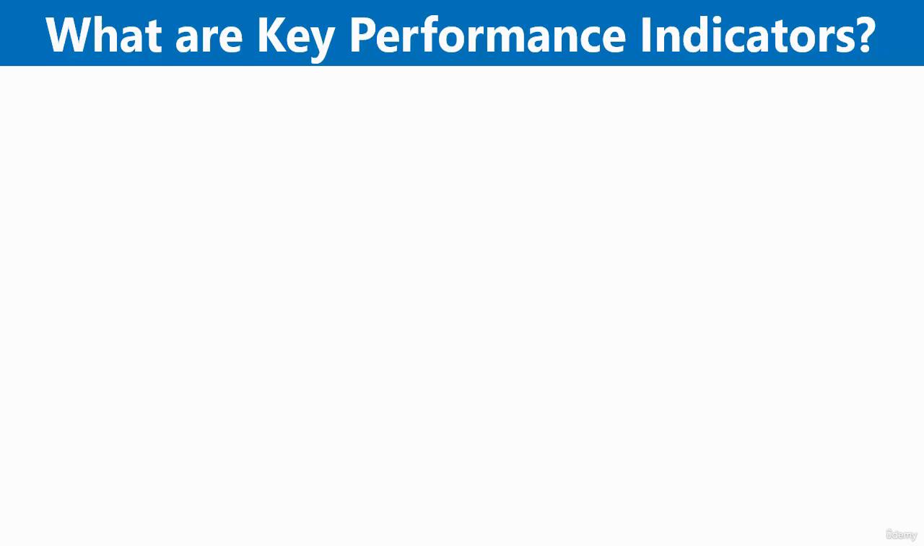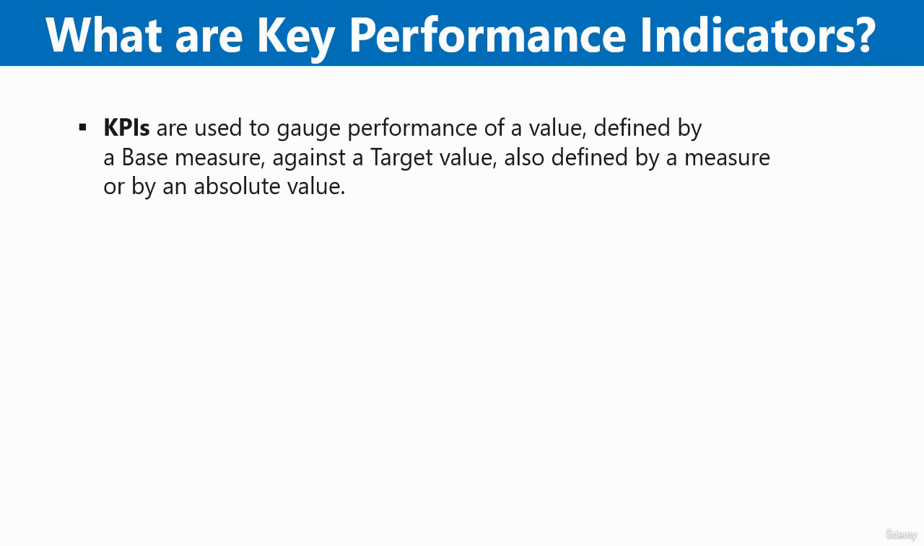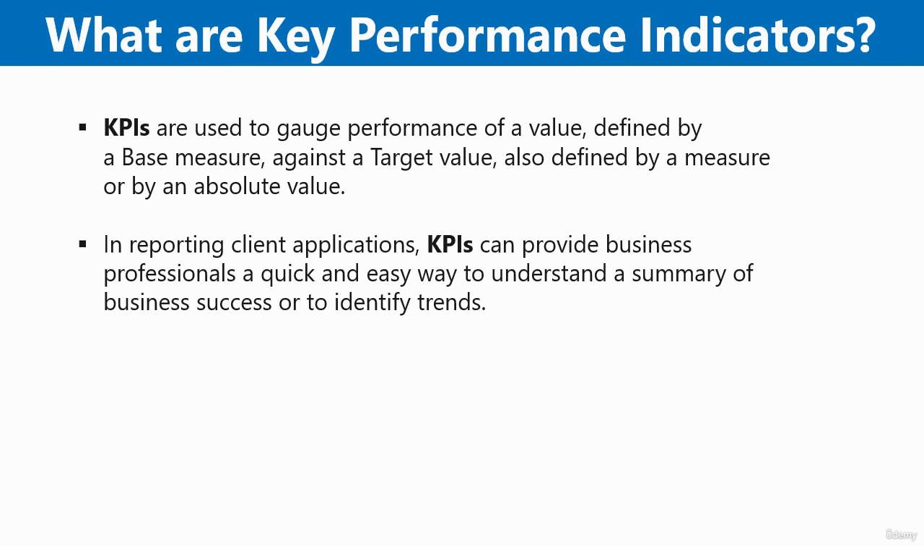What are key performance indicators? Key performance indicators, also referred to as KPIs, are used to gauge performance of a value defined by a base measure against a target value, also defined by a measure or by an absolute value. In reporting client applications, KPIs can also provide business professionals a quick and easy way to understand a summary of the business or to identify trends.